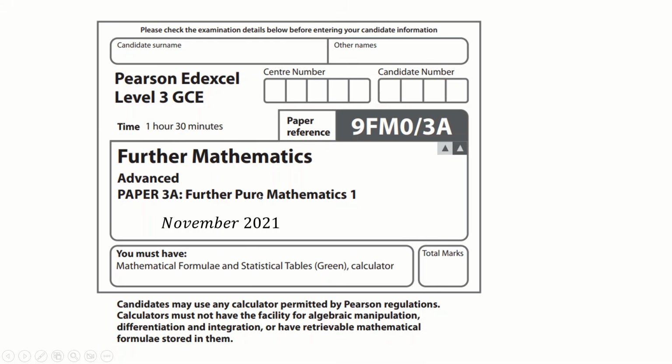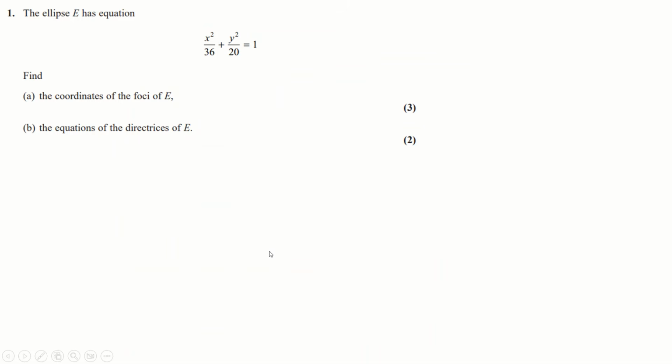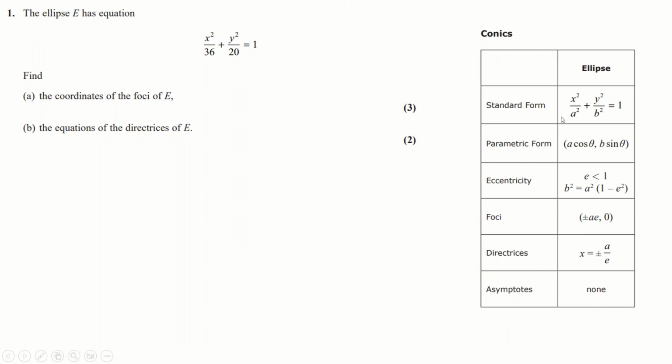This is the Pearson Edexcel FP1 paper from November 2021. Let's just go straight into it. We've got a very nice question here. Just immediately get out your sheet on conics with ellipses. I've just triggered some people with my pronunciation of that word, but that's okay.